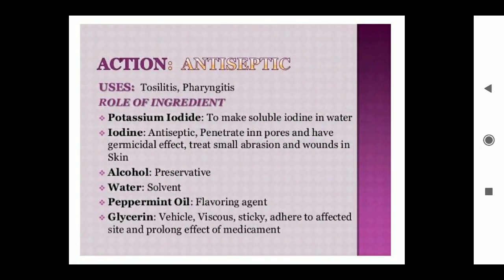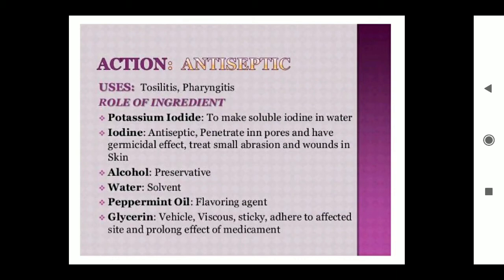Next, uses of Mandel's throat paint. It is used as an antiseptic, most commonly for treatment of inflammation of the tonsils and inflammation of the pharynx. Inflammation of the tonsils is called tonsillitis. Inflammation of the pharynx is called pharyngitis. The major ingredients present in Mandel's paint and their actions: potassium iodide is used for solubilization of iodine in water. Normally, iodine is not soluble in water, but due to the presence of potassium iodide it can be soluble in water.